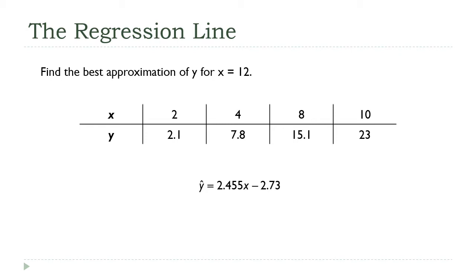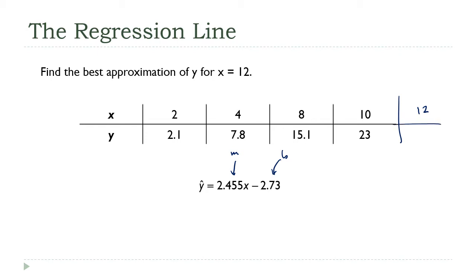Excel told me that the slope is 2.455 and the y-intercept is negative 2.73. So what I want to know is, based on these results, what is my approximate value for y when x is equal to 12? Well, we got this linear equation. We were given an x value. We were asked to find a y value.